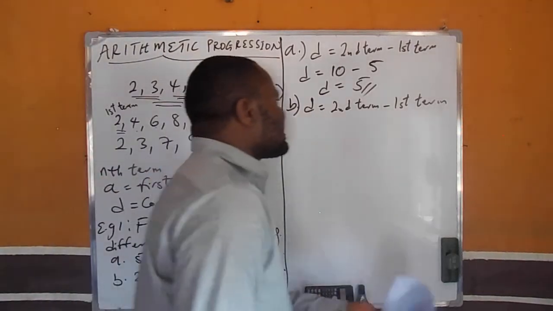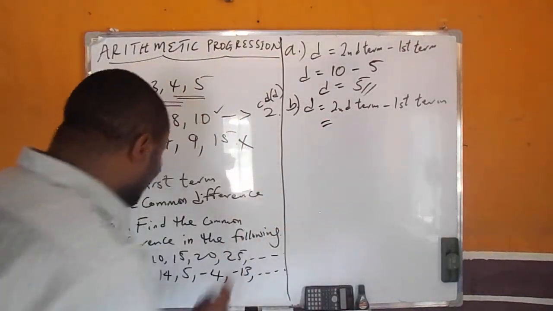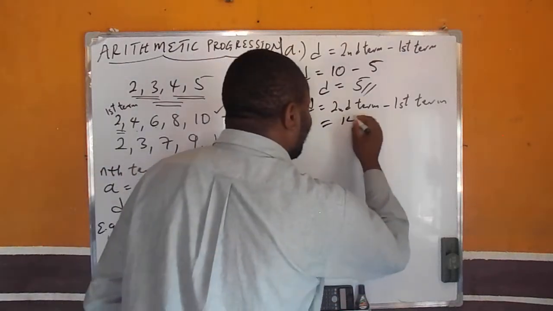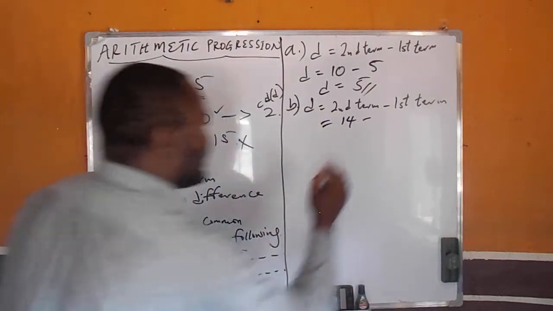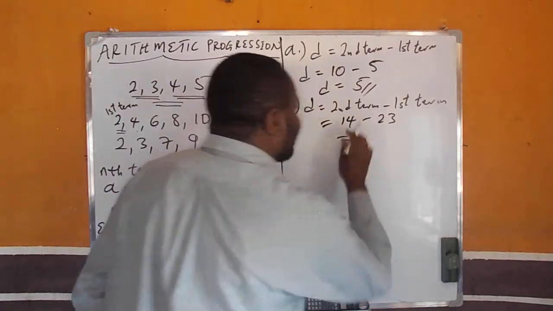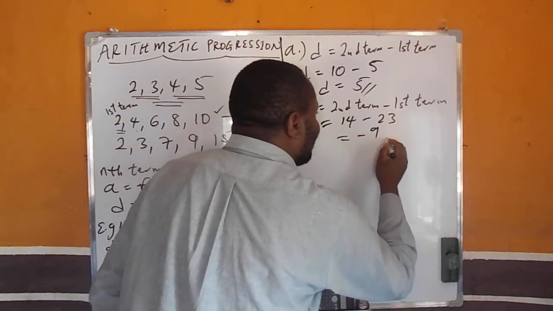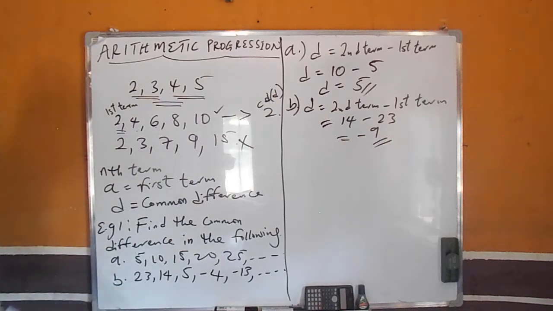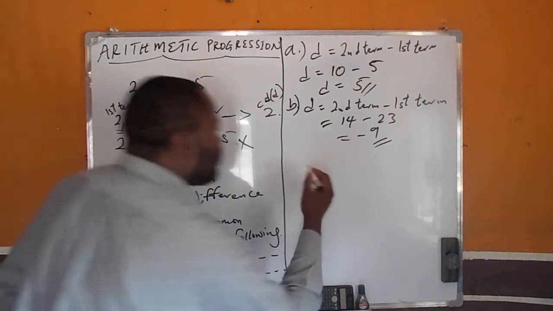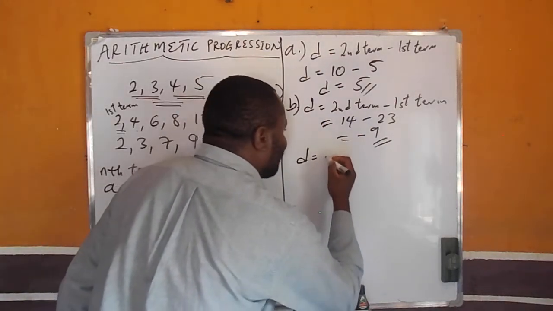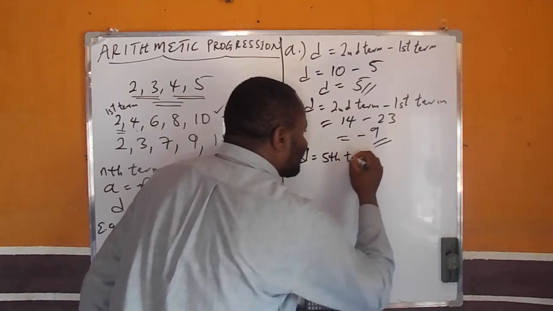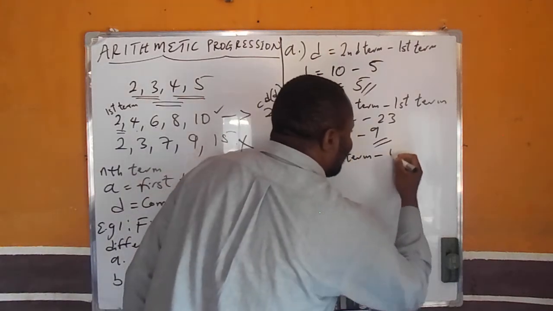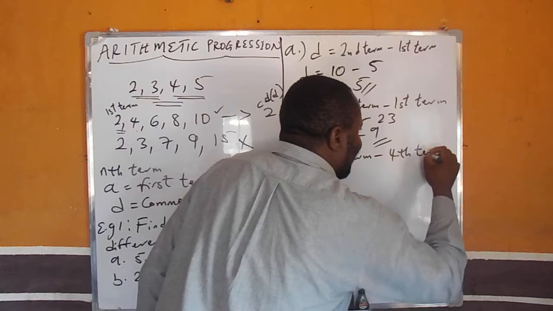Now if we use the second term, we say 14 minus 23. 14 minus 23 gives us negative 9. But if we don't want to use the second term, for instance we want to use the fifth term here, we can still say D equals fifth term minus fourth term.